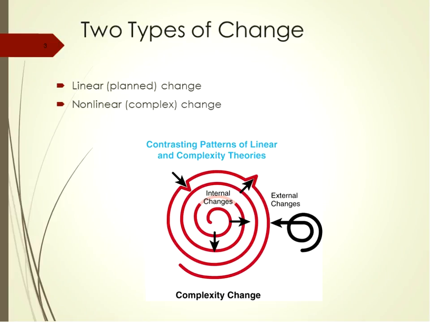There are two types of change. There is planned change, or linear change, which is a slow methodological approach that is viewed as linear. Planned change typically deals with predictable changes such as determining how to educate all staff on the use of a new piece of equipment.